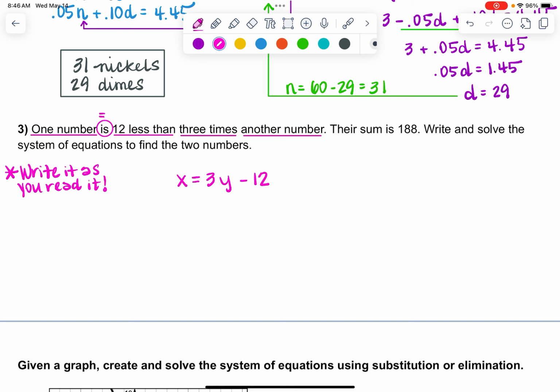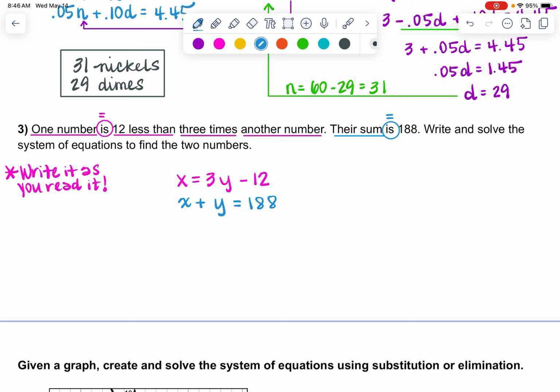All right, then we need another equation. So we're going to go over here. Their sum is, there's that is again, 188. And of course, you need to remember what sum means. Sum means to add. So when it says their sum, they're talking about the variables x plus y, and their sum is 188. Okay, so there's our system.